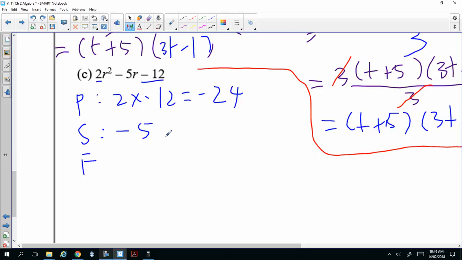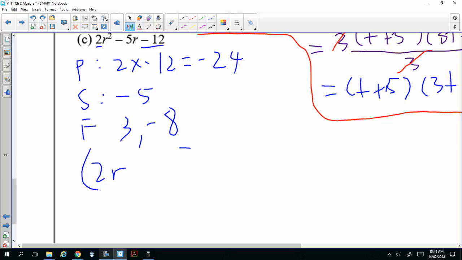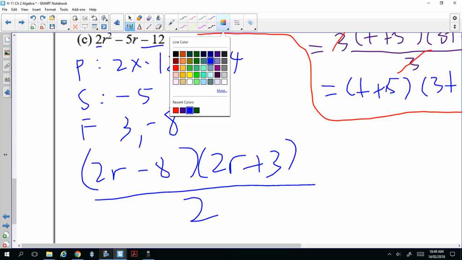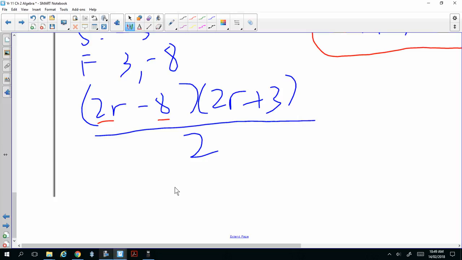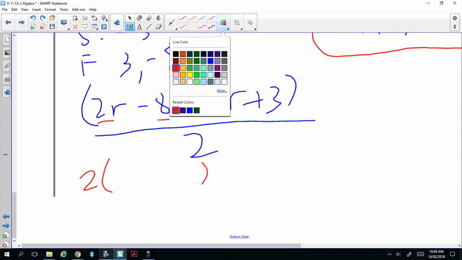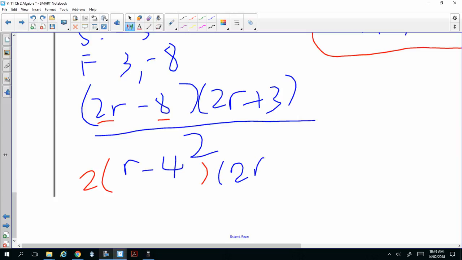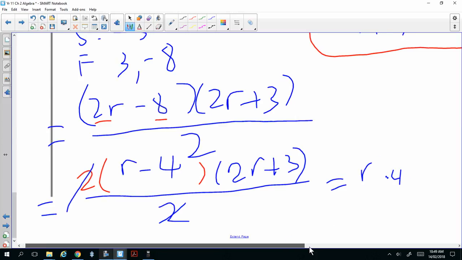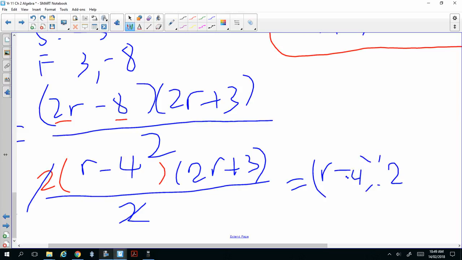3 and negative 8. So what you do is this, you write 2r over 2. Okay? And then you write negative 8 here, plus 3 here, and see there's a common factor of 2 in the first bracket. So take that out, and then the rest no change. So you get r minus 4 inside, 2r plus 3, and the 2 has to cancel. So your final answer will just be r minus 4, 2r plus 3. Okay, any question? Done?